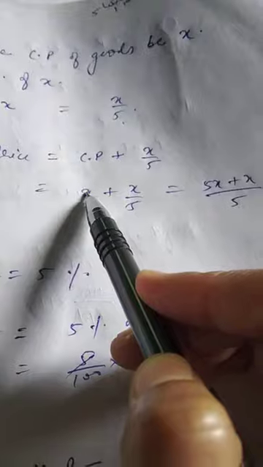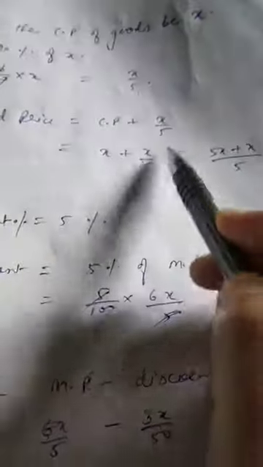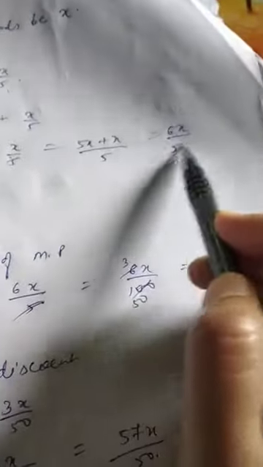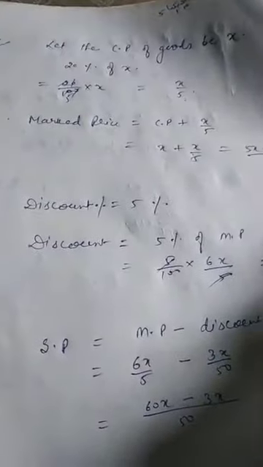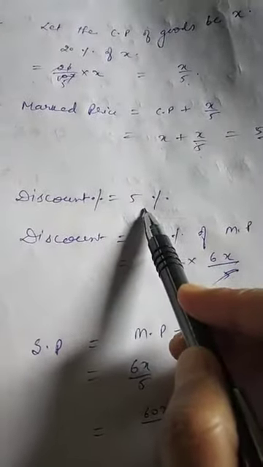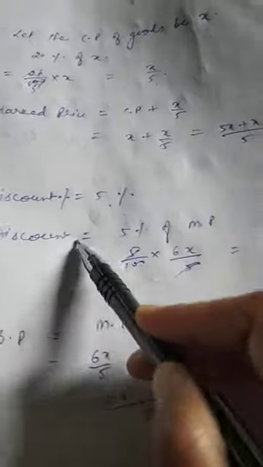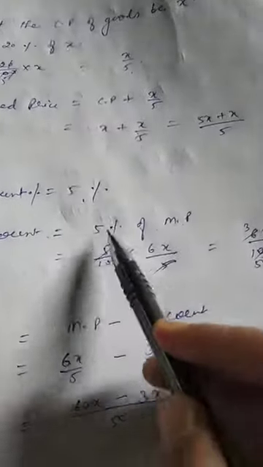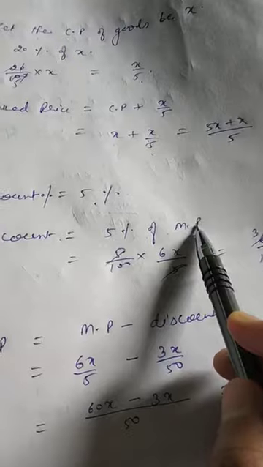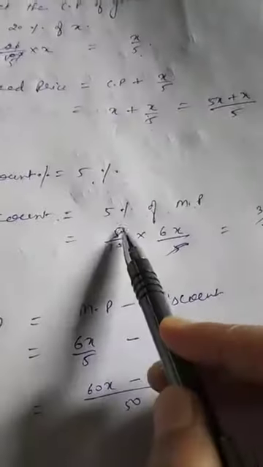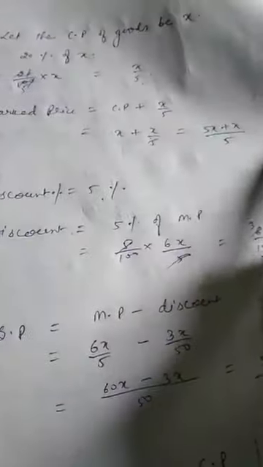Now marked price is equal to cost price plus this 20% above. So cost price is X and this 20% above is X by 5. Take the LCM. We will get 6X by 5 as the marked price. After getting the marked price, we know the discount percentage is given in the question, that is 5%. We have to find out the discount. Discount is equal to 5% of MP. So 5% of always the marked price. Marked price is this, 6X by 5.